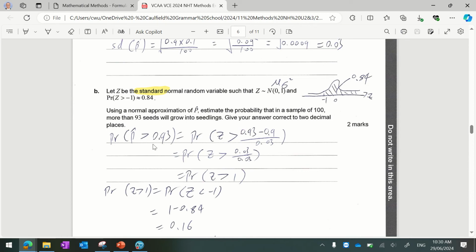And we can do that because we know the formula, hopefully. For any normal random variable, because we are using a normal approximation, so p hat is a normal distribution, you can convert any normal distribution to a standard normal distribution. Here it goes. So you write down P of p hat bigger than 0.93.